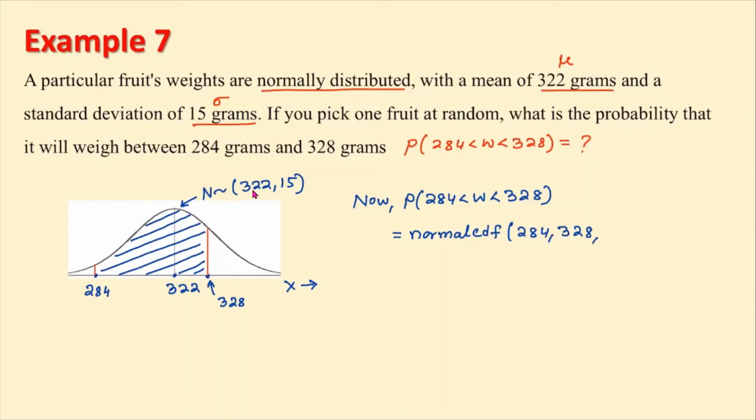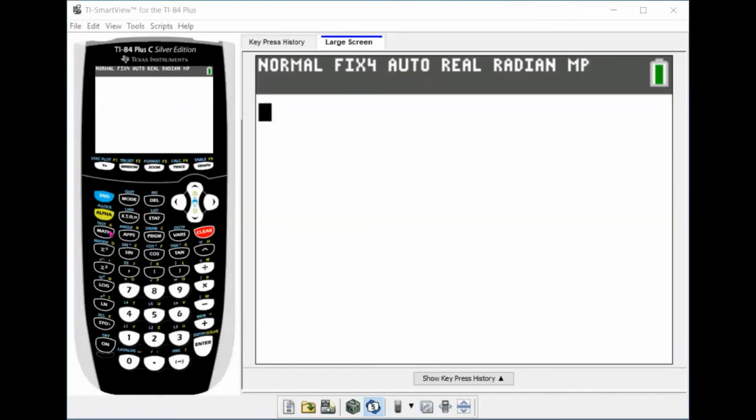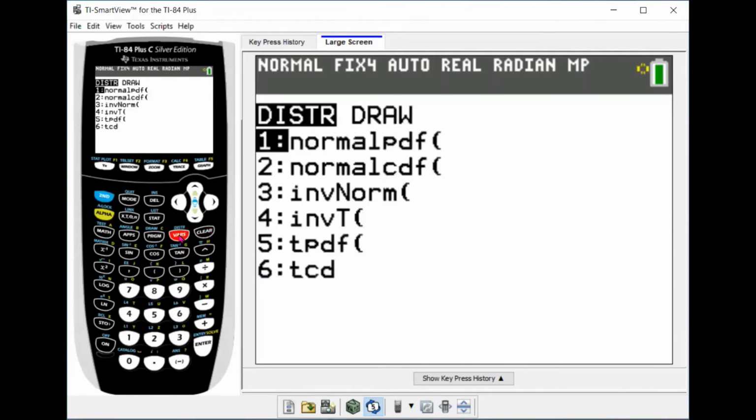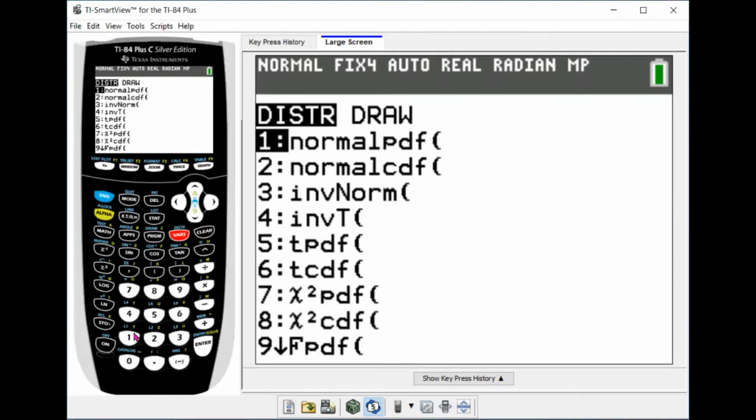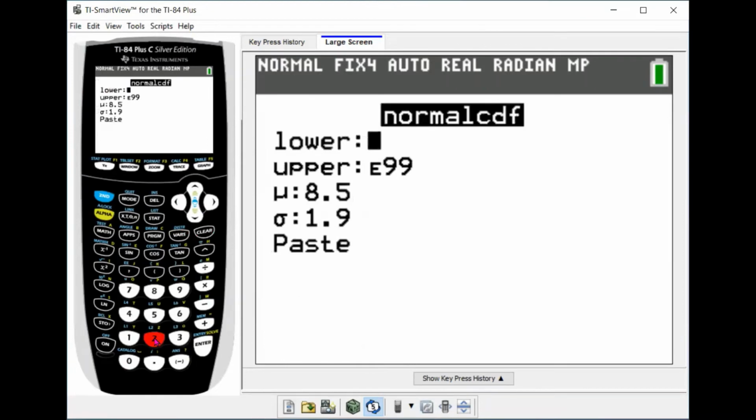Mean is 322. Standard deviation is 15. So now, in order to find this value, we are going to put the values in TI-84 calculator. So in TI-84 calculator, we go to second, then we go to vars, and number 2 is our normal CDF.